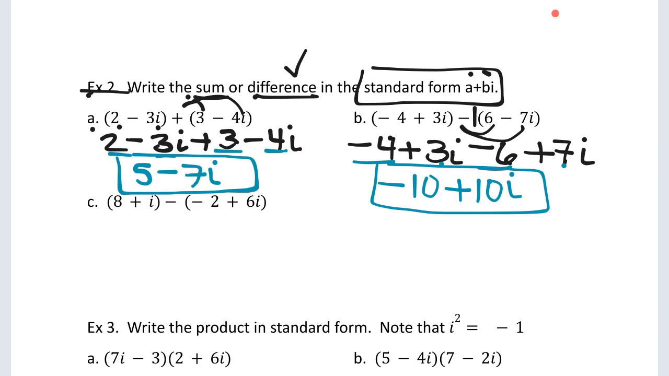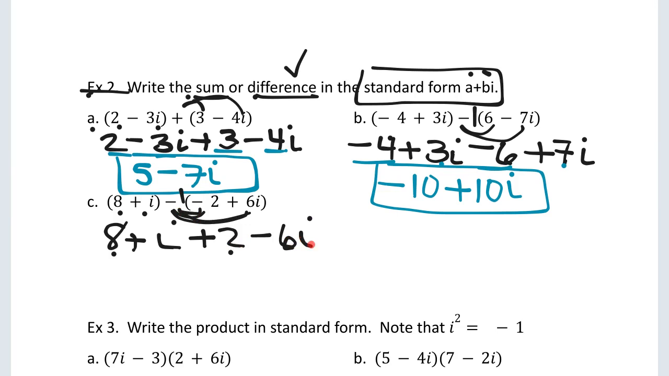Next one, we have to distribute a negative 1. Keep the 8 plus i, followed by negative 1 times negative 2 is 2. Negative 1 times 6i is negative 6i. Combine the real numbers. That would be 10, followed by 1 minus 6 is negative 5i.